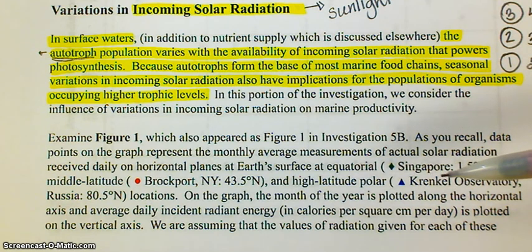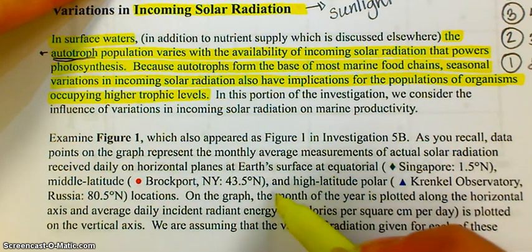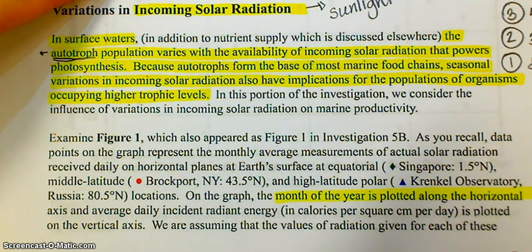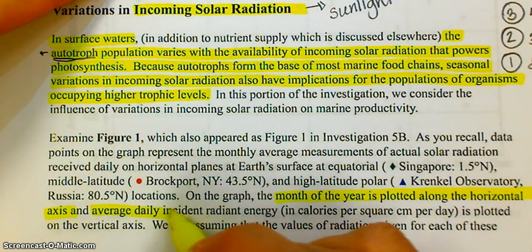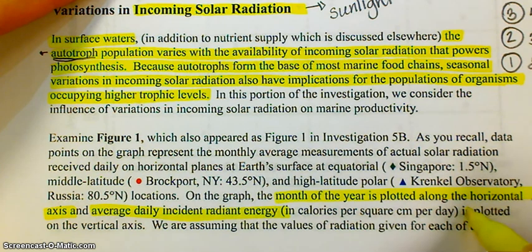On the graph that we're about to do, the month of the year is going to be plotted along the horizontal axis, and the average daily incident radiant energy is going to be plotted on the y-axis, or the vertical axis. So first of all, month is going to be on the x-axis, x is horizontal. Average daily incident radiant energy, that's a mouthful.